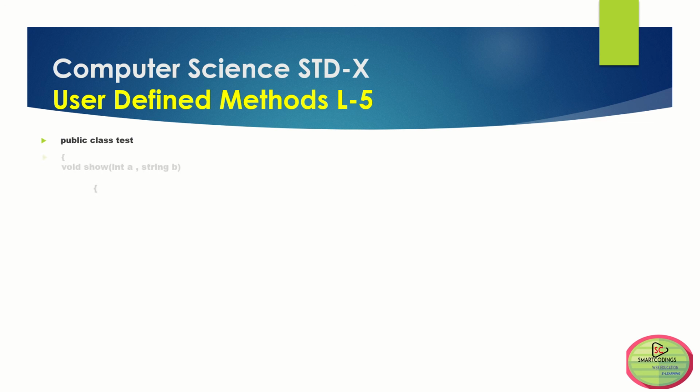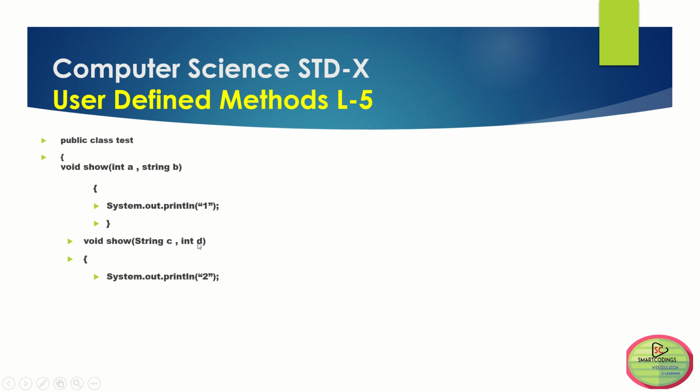In public class Test, the show method has 2 arguments. One is of integer type, one is of string type: int a, string b. The sequence is first integer, then string. It is printing 1. One more method is there. First is string, as you can see over here. The sequence is changed, string and integer over here. Now it is printing, suppose, 2.